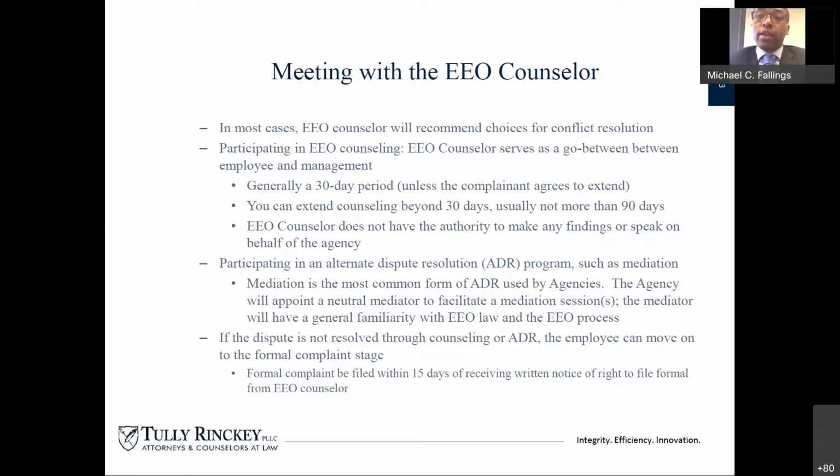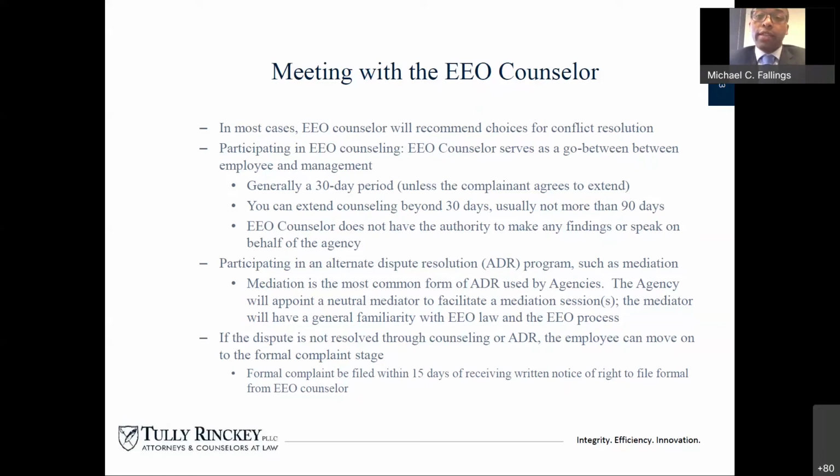The other option is the ADR process, and that is participating in an alternative dispute resolution, or ADR, program, such as a mediation, to resolve your complaint. If you elect to participate in this ADR process, the process extends to 90 days. That means 90 days from when you initiated the EEO contact. The agency will appoint a mediator and schedule the mediation. At the mediation, you would participate along with an agency official who could respond on behalf of the agency to your claims, as well as the mediator. The goal of the mediation is to resolve your complaints during that ADR process.